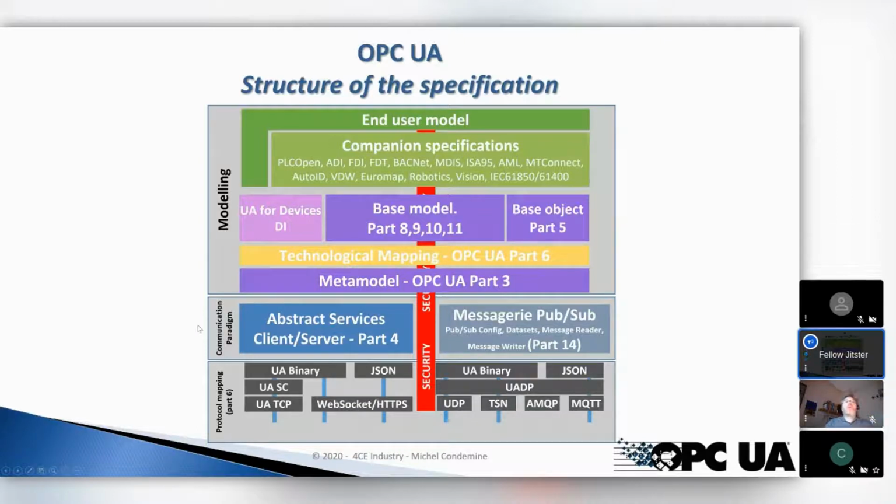The second piece is the communication paradigm. You have a choice between client-server and pub/sub, publisher-subscriber mechanism, to communicate, all secure. You see, I drew a vertical red rectangle to show that security is everywhere. And the third part is the modeling features and capabilities of OPC UA, that concern part 3, 5, 6, etc. I mentioned all the parts, so you can refer to those parts and download them from the OPC Foundation.